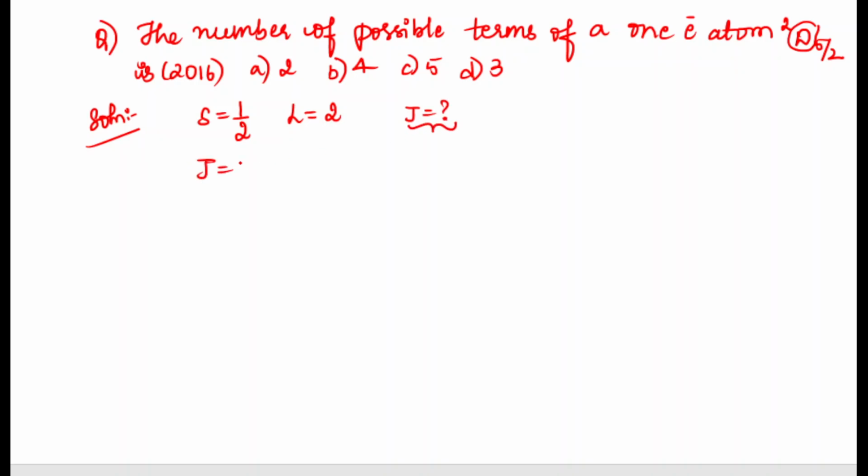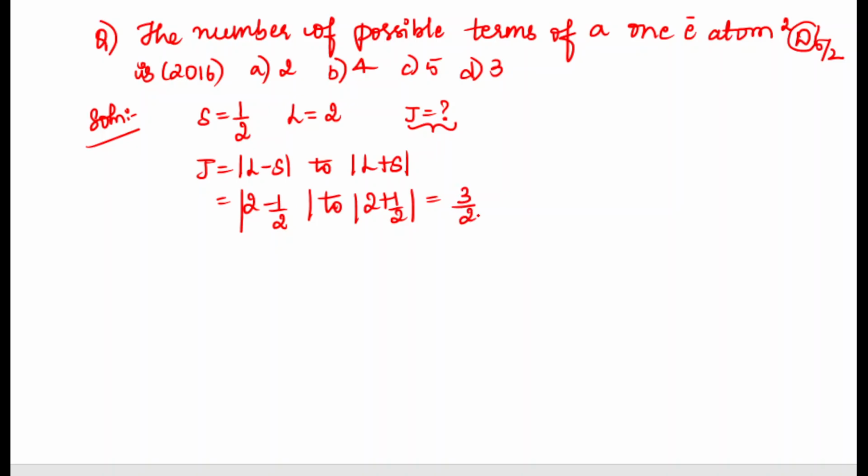J is equal to L minus S to L plus S, right? So L minus S is 2 minus half, and L plus S is 2 plus half. What is 2 minus half? 2 twos are 4, 4 minus 1 is 3, so 3 by 2. 2 twos are 4, 4 plus 1 is 5, so 5 by 2.